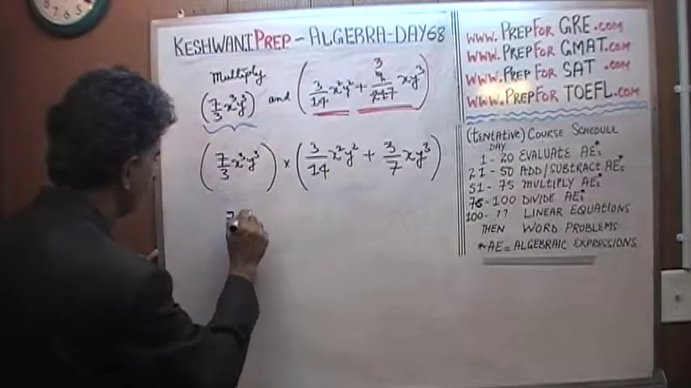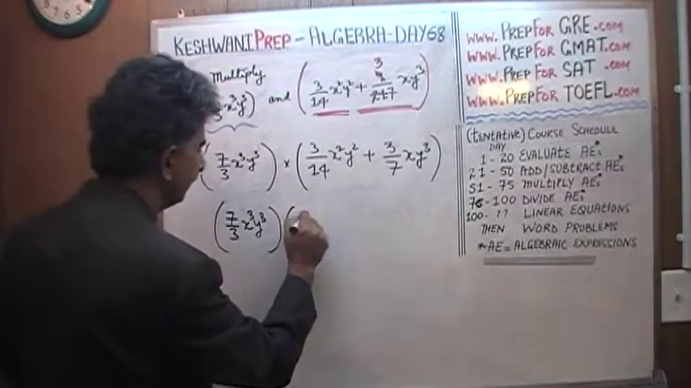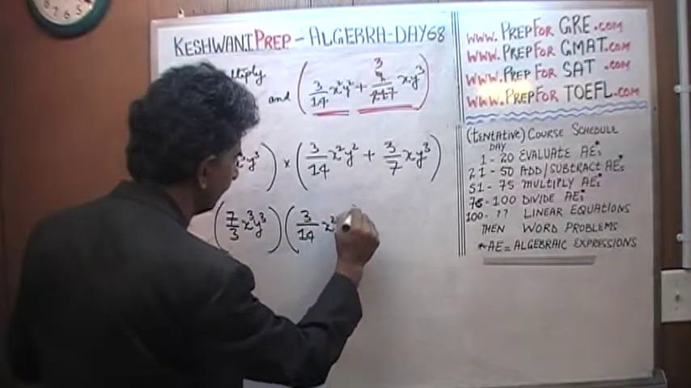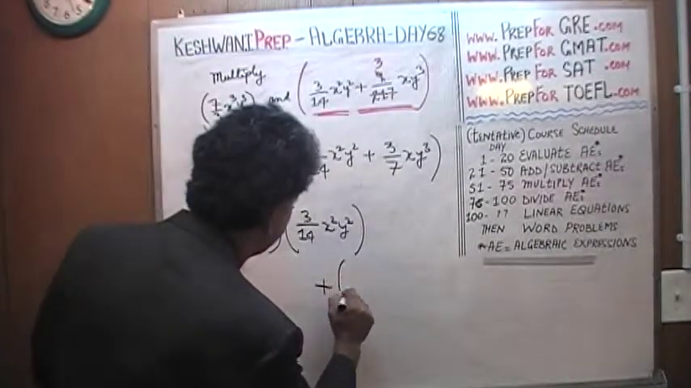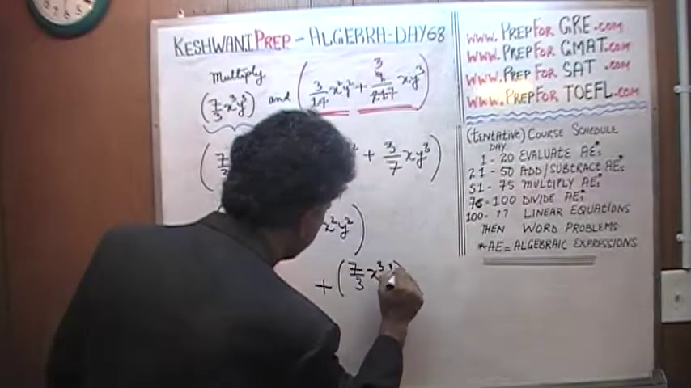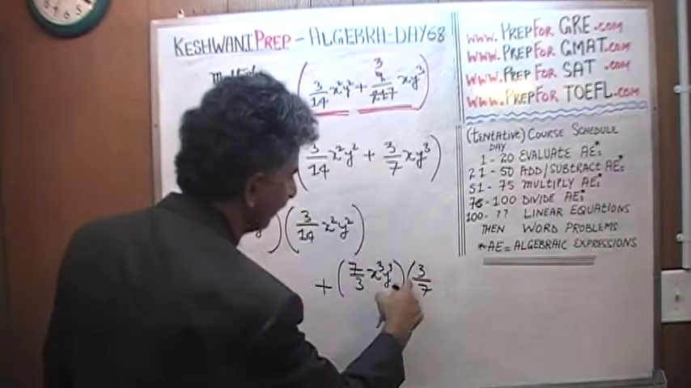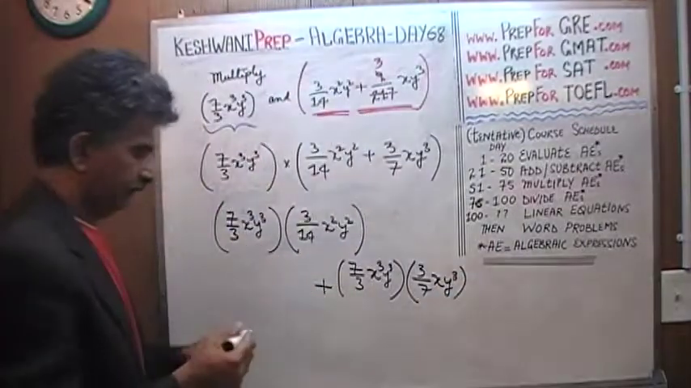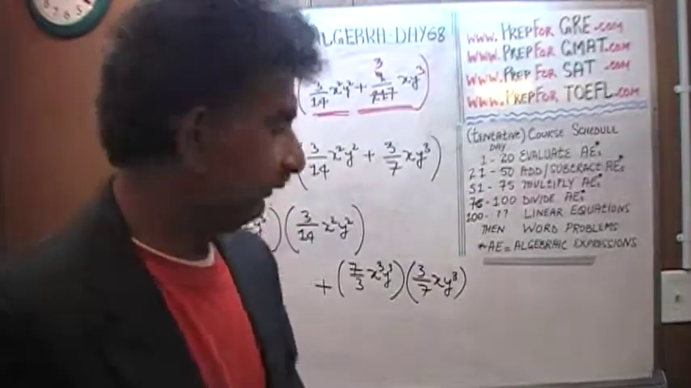7/3 x cubed y cubed times this guy here, 3/14 x squared y squared, and then plus again the same guy, 7/3 x cubed y cubed times this guy, 3/7. It has a plus sign in front of it, so I'm not writing it, and it's not necessary. When it's plus, we don't have to write it. That's all. So now we simply have to simplify it.